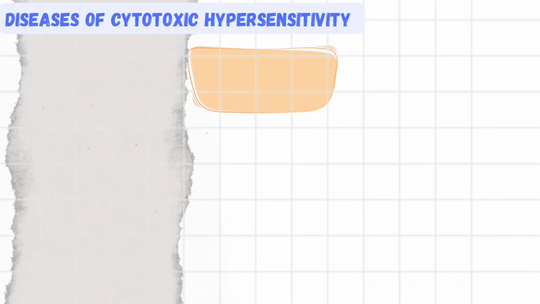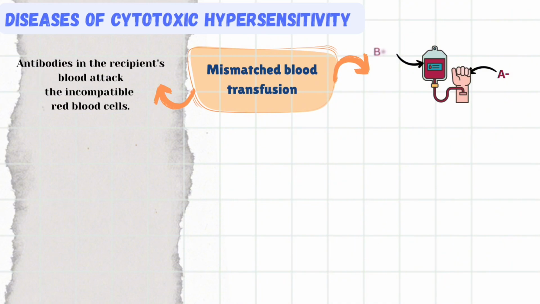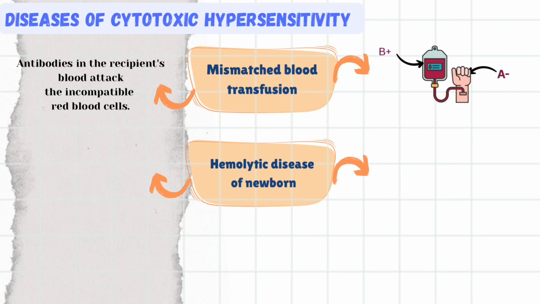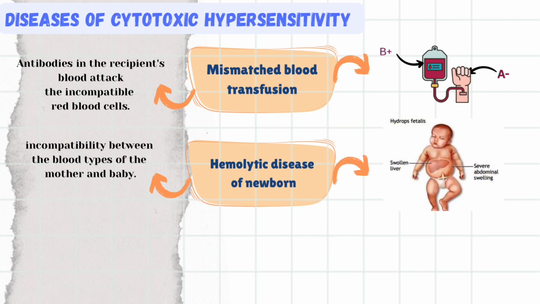Examples of cytotoxic hypersensitivity diseases. The first one is mismatched blood transfusions. Antibodies in the recipient's blood attack the incompatible red blood cells, leading to agglutination and hemolysis. Next is hemolytic disease of the newborn. It is incompatibility between the blood type of the mother and the baby. It happens most often when an Rh negative mother has a baby with an Rh positive father.